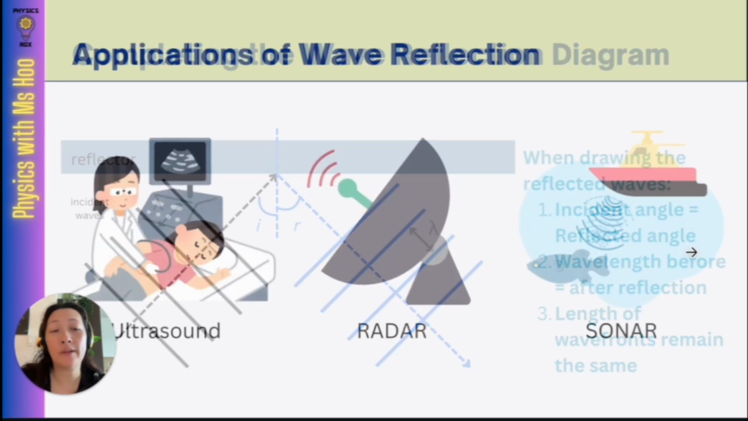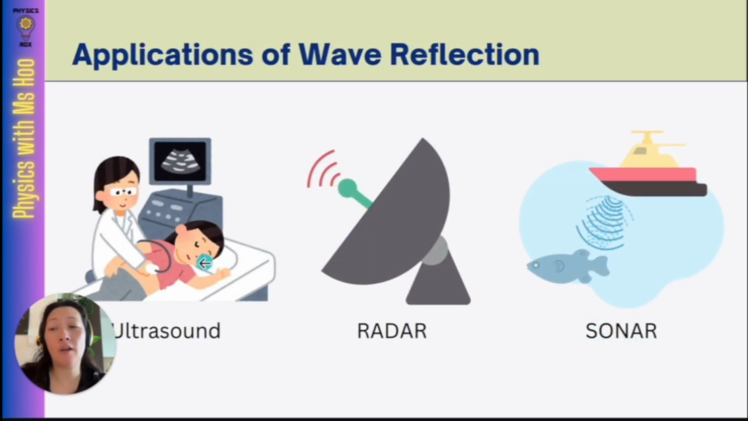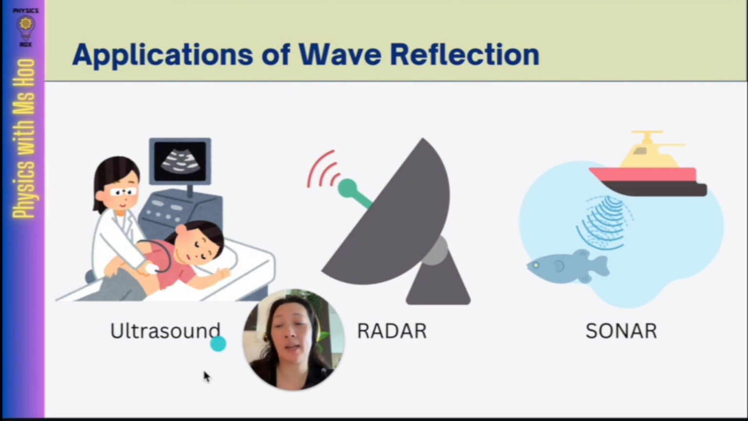Now, let's go briefly into the applications of wave reflection. One of the common applications of wave reflection is an ultrasound, which is used to look at the image of the fetus in a mother's womb, or sometimes used to observe organs inside a patient's body. Radar and sonar are also applications of wave reflection. They all do use slightly different waves, where ultrasound and sonar use high-frequency sound waves, whereas radar uses microwaves.